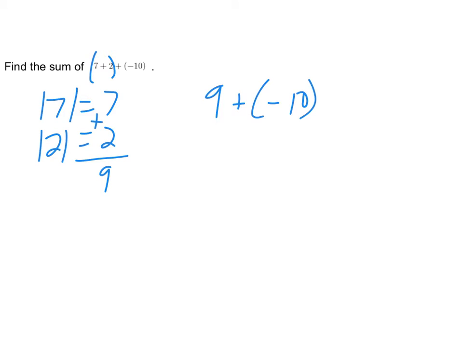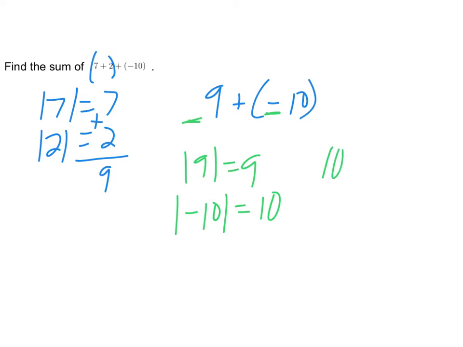Now they're different signs, so you see how 9 is positive, 10 is negative. So I take the absolute value of both. Okay, so I get absolute value of 9 is 9, absolute value of negative 10 is 10. And then I'm going to subtract the smaller from the bigger. So 10 minus 9 gives me 1. So now this 1 is going to have the same sign as the larger of the absolute value. So negative 10 had the larger absolute value. It was a negative, so my answer is going to be negative 1.